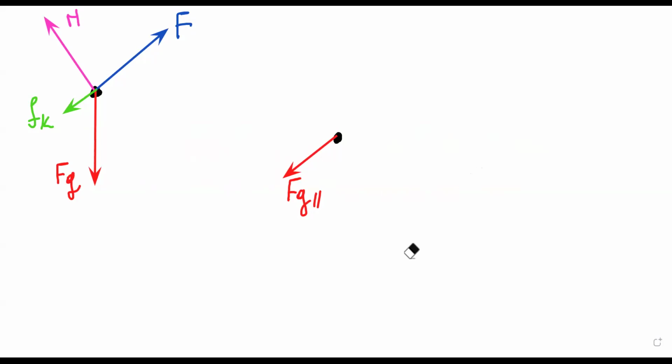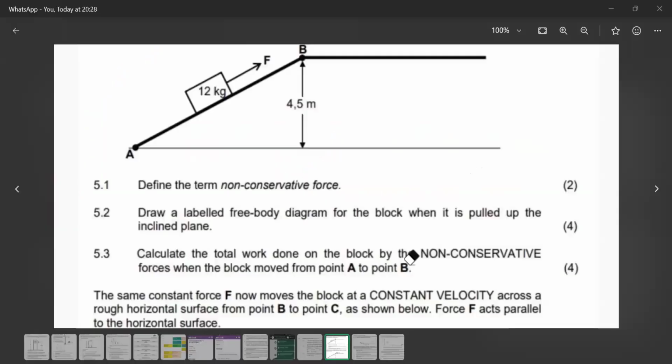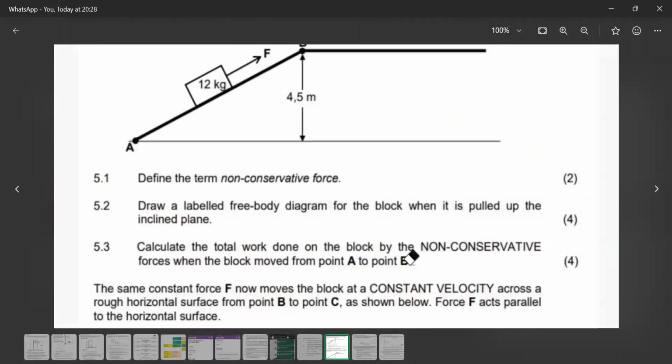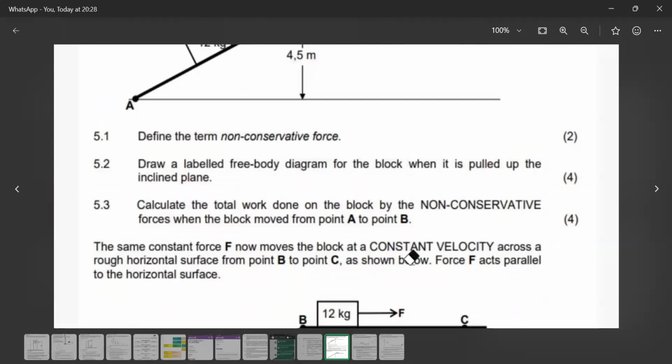So that's the free body diagram. I don't suppose you have any question, which is why I'm not going to ask you if you have any. You shouldn't have a question for the free body diagram. Now let's look at the next one.